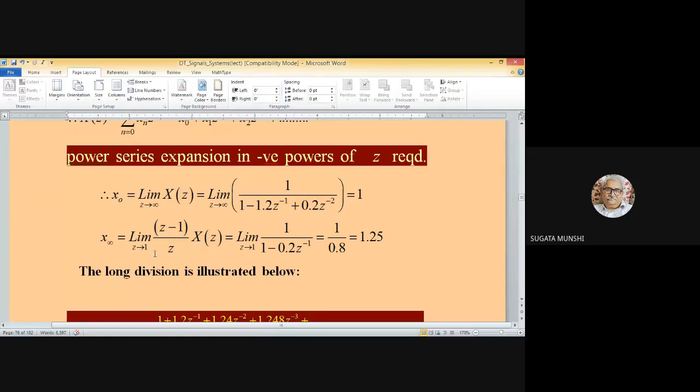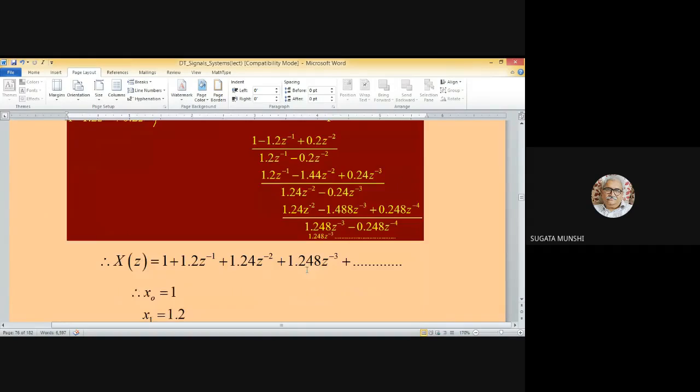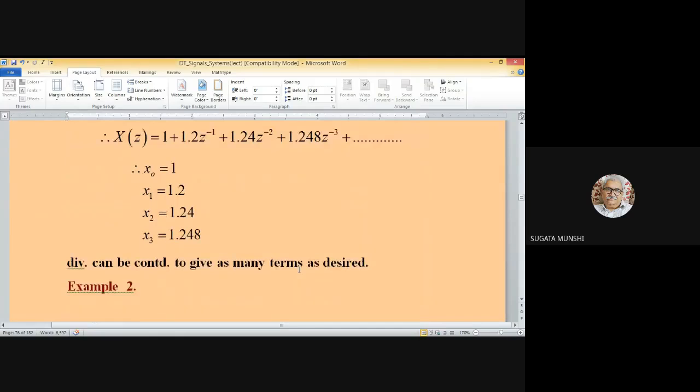X infinity, the final value, is 1.25. Here just see, as you are proceeding with the division, ultimately xn is tending towards 1.25, isn't it? It's tending towards 1.25. So that is in conformity with what we have observed by applying the final value theorem. Now tell me whether this is clear or not. Simply primary level division.